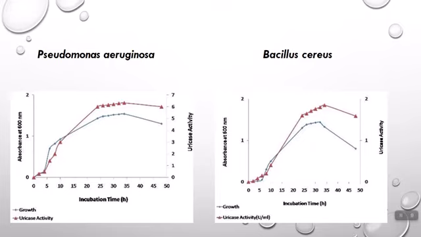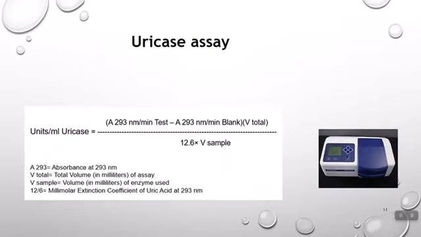The comparison of bacterial growth curves and enzyme production for both strains of Pseudomonas aeruginosa and Bacillus cereus revealed that the uricase production started with the beginning of the log phase and reached its highest level at the start of the stationary phase. The enzymatic assay for uricase was carried out by the method described by Mahler.